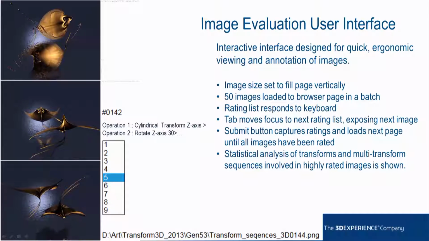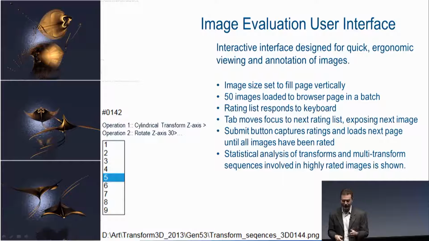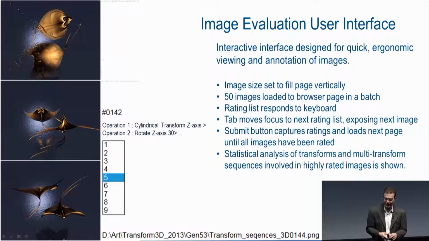And this is what the user interface looks like. And this is rescaled to make the point here. But so here's 3 images from a relatively recent run. And then the user interface elements show you the number of the image, the transformations that were applied to get there, and then your list box of available ratings, and then where that image is on disk. I've never really needed that, but it's there.